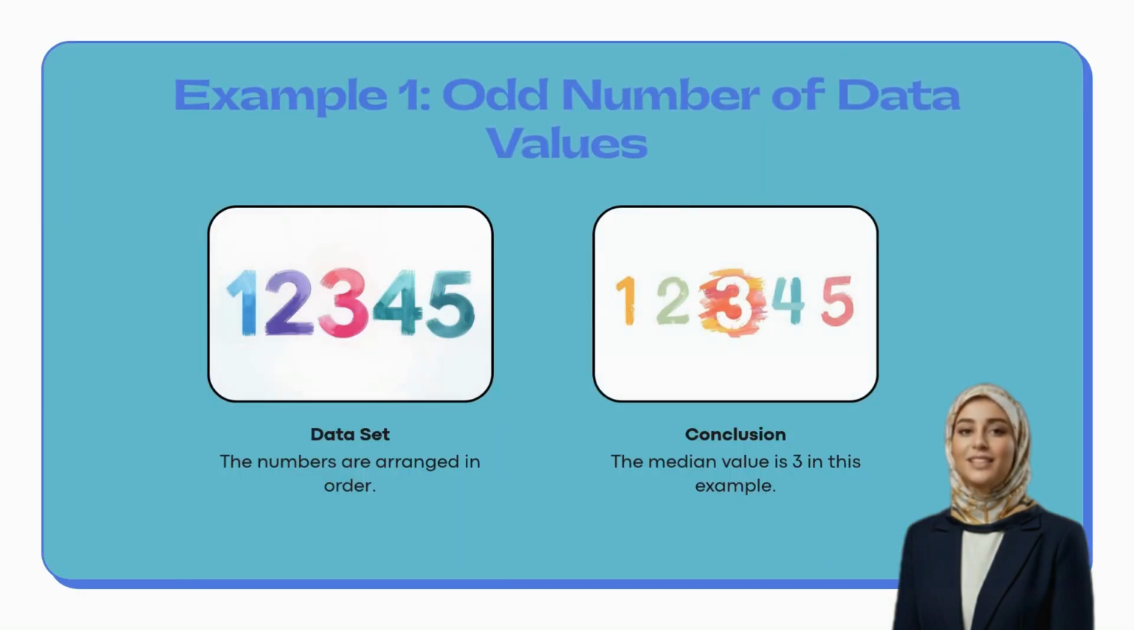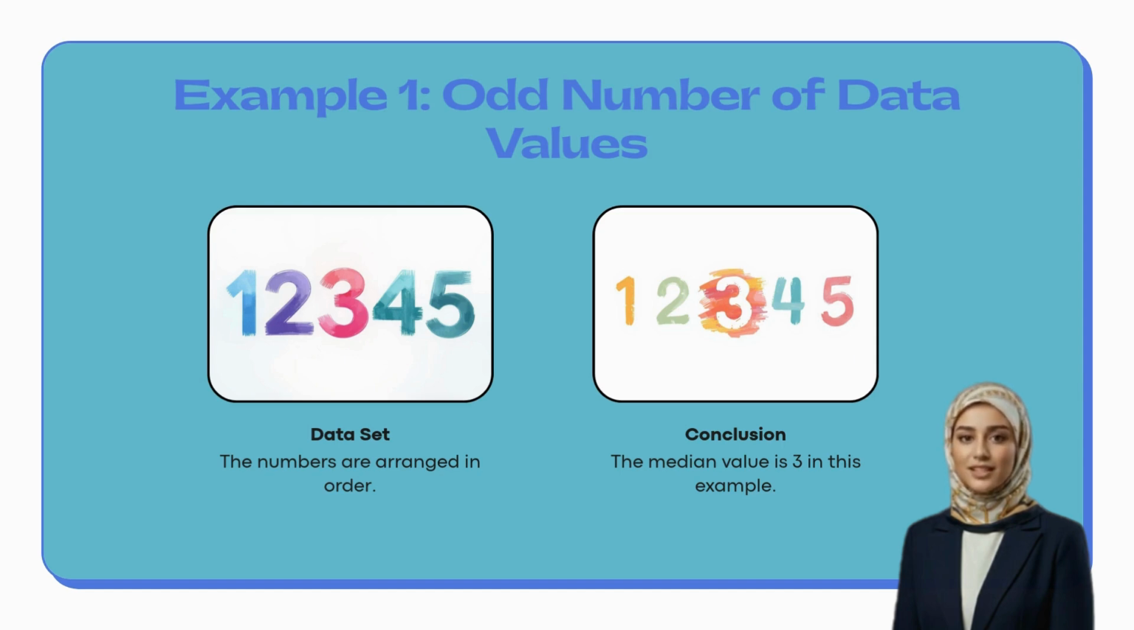Here we have a set of data that is already in order. 1, 2, 3, 4, 5. The number that is located in the middle is number 3. So our median will be number 3 because the number of the data that we have is odd.